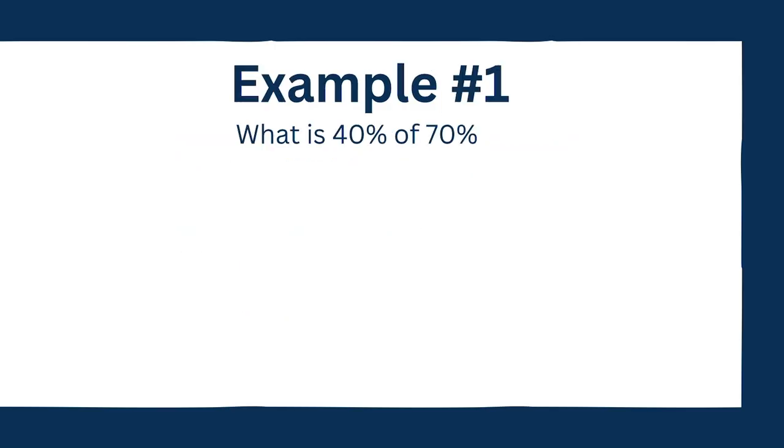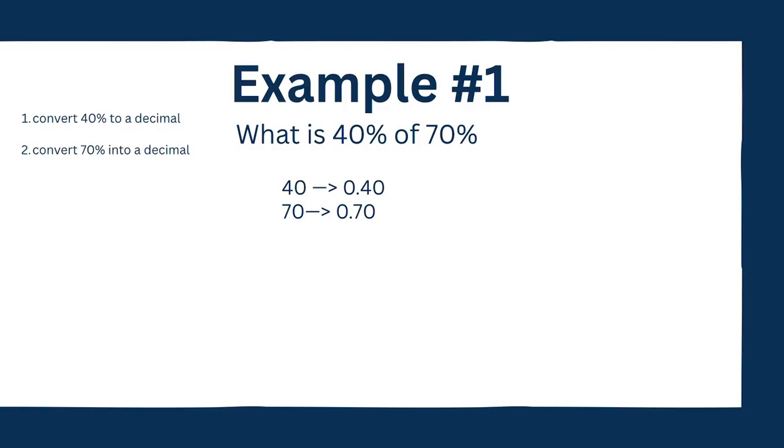Alright, so example number 1. What is 40% of 70%? Well, I know that I have to convert 40% to a decimal. To do this, I'm going to do 40 divided by 100, and when I do that, I get 0.40. Now, I'm going to convert 70 into a decimal, so I'm going to do 70 divided by 100, and when I do that, I get 0.70.